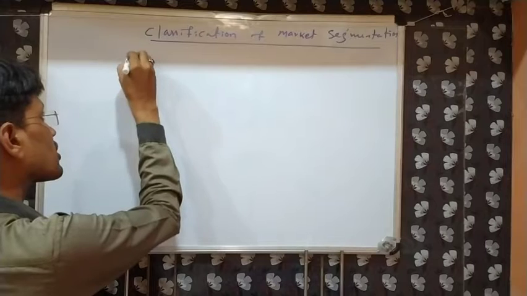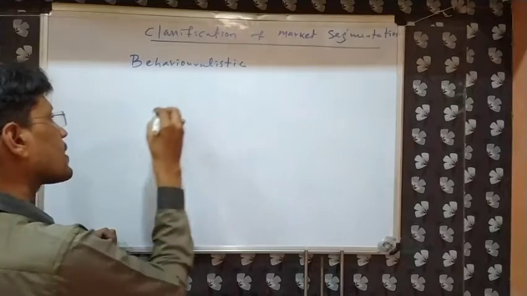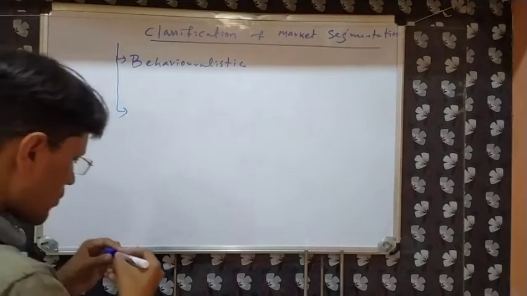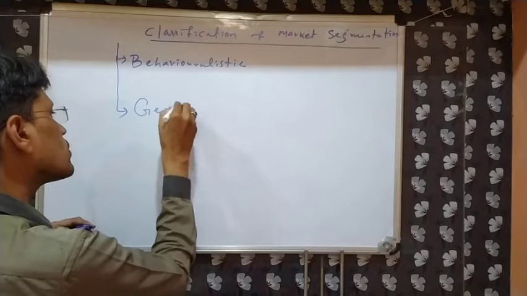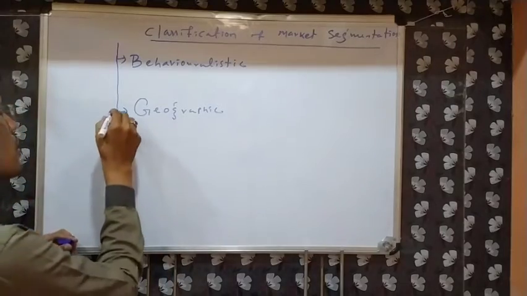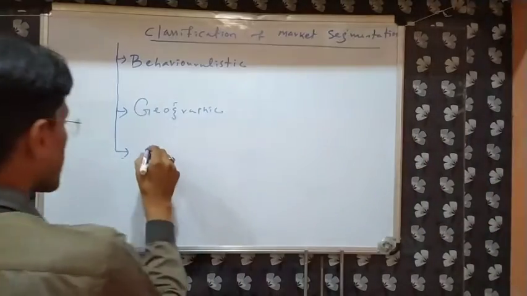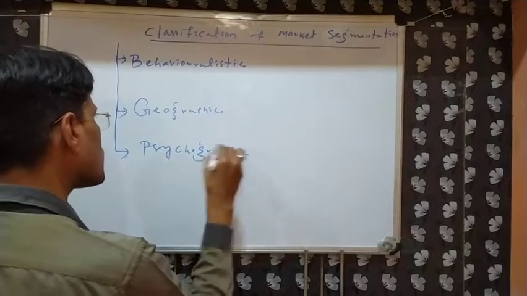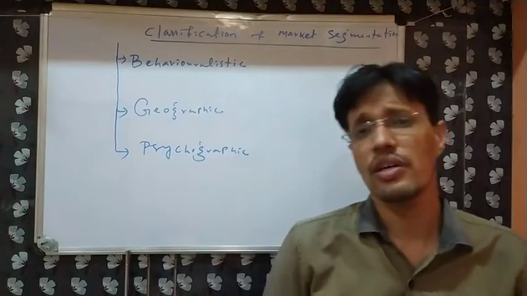First is behavioristic classification. Second is geographic classification, and third is psychographic segmentation. What is behavioristic segmentation?